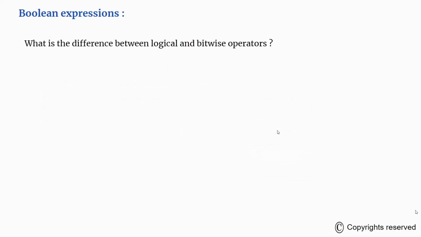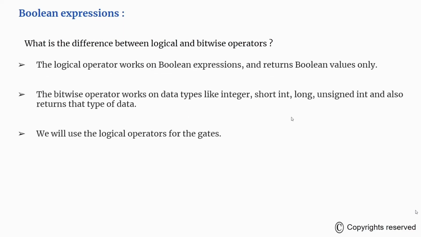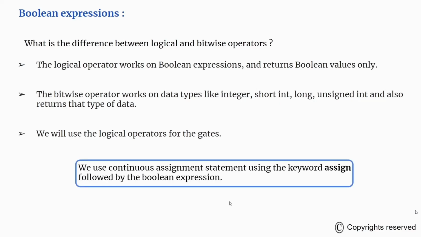But what is the difference between logical and bitwise operators? A logical operator works on Boolean expressions and returns Boolean values only, whereas a bitwise operator works on data types like integers and short integers, and returns the same data type. For now, we will accept that we will use the logical operators for all the basic gates AND, OR, NOT, XOR, etc. We will look at what these logical and bitwise operators do in greater detail in our next video. To use the Boolean expression, we have to use the keyword assign to assign our Boolean expression to our output.